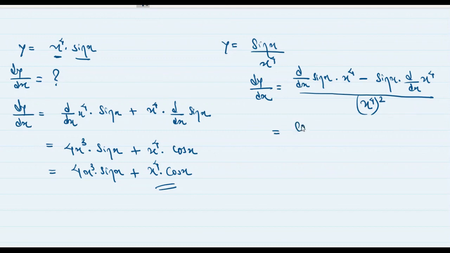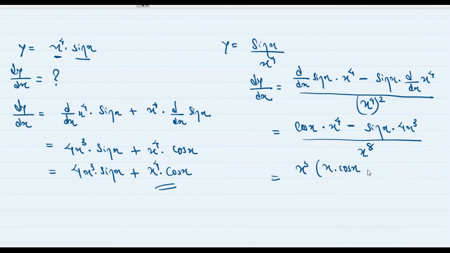So what is the derivative of sine x? It is cos x multiplied by x raised to 4, minus sine x multiplied by the derivative of x raised to 4, which is 4x cubed, correct? The whole upon x raised to 8. Now you can take something common out of the numerator, basically x cubed, and inside you will be left with x cos x minus 4 sin x, upon x raised to 8. This x raised to 8 and x cubed will cancel, and you will get x raised to 5 over here. So this is how you use the quotient rule and product rule both.